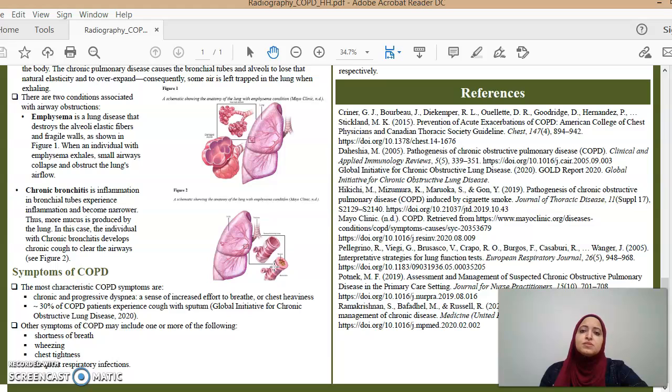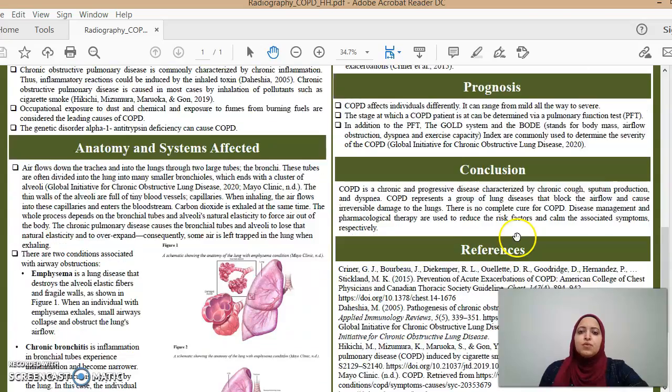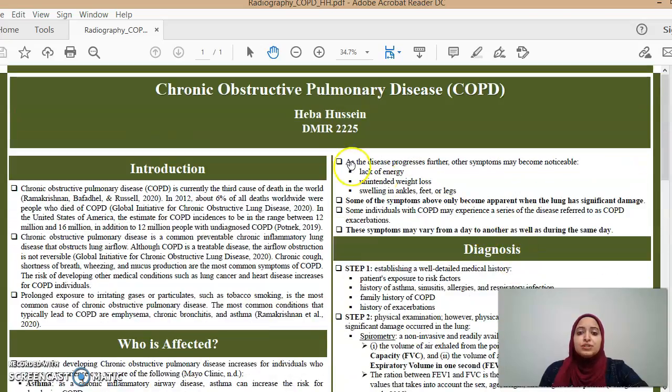The other symptoms are shortness of breath, wheezing, chest tightness, or more frequent respiratory infections. With disease progression, patients could experience lack of energy, unintended weight loss, or swelling in ankles, feet, and legs. I want to point out that some of the symptoms I mentioned earlier only become visible when the lung has significant damage.